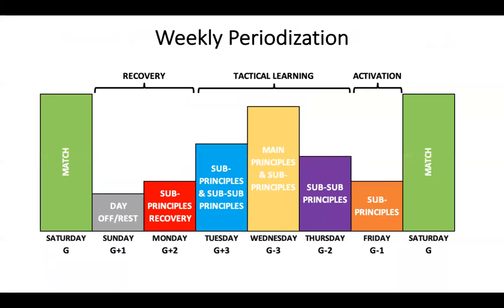Lastly, this is what a weekly periodization model looks like. You can see it's broken down into these 3 phases of recovery: tactical learning and activation. And if you look at the differences here, not all the same principles are covered in the same day. For example, Wednesday may be main principles and sub-principles. And this is where you may see bigger numbers and more complexity. For example, maybe a 9v9 or 10v10 or even 11v11. But it might be sub-principles, maybe a back unit working with a midfield unit.